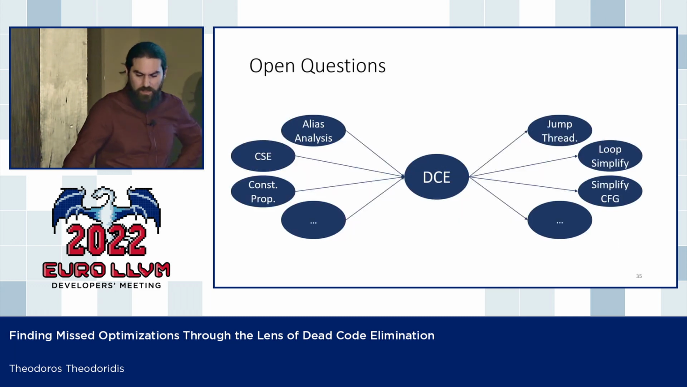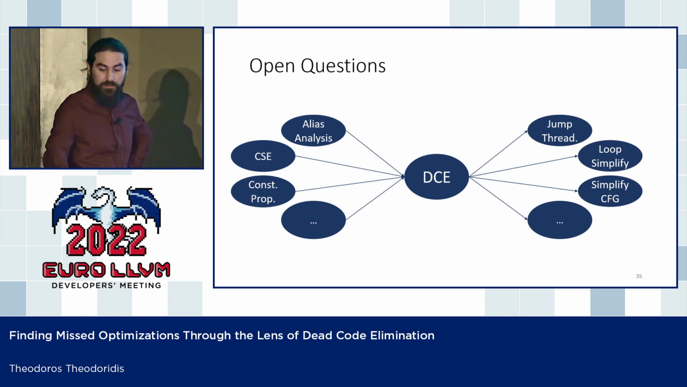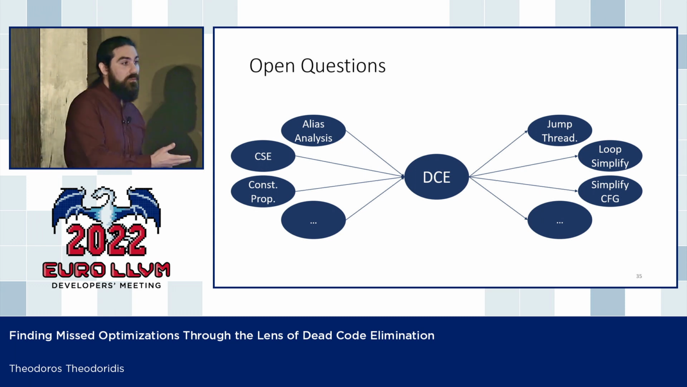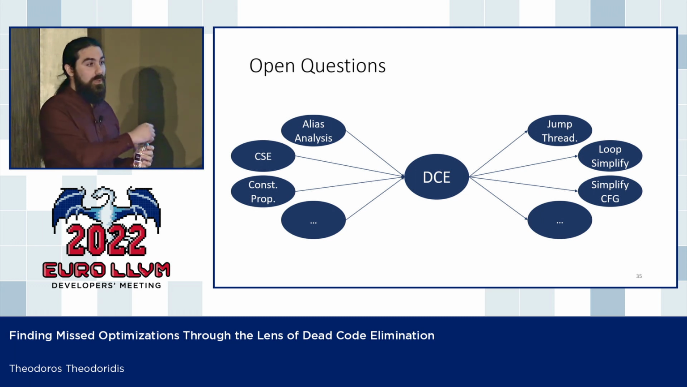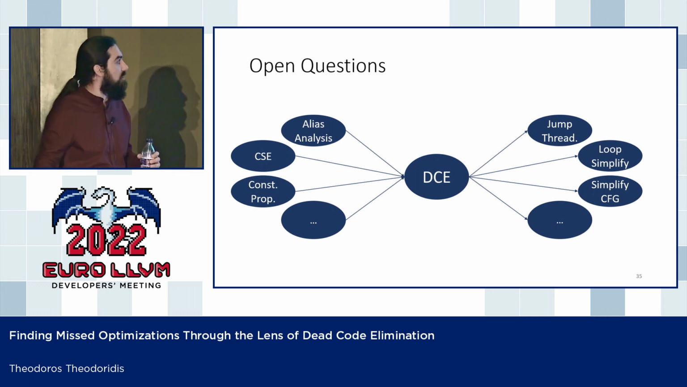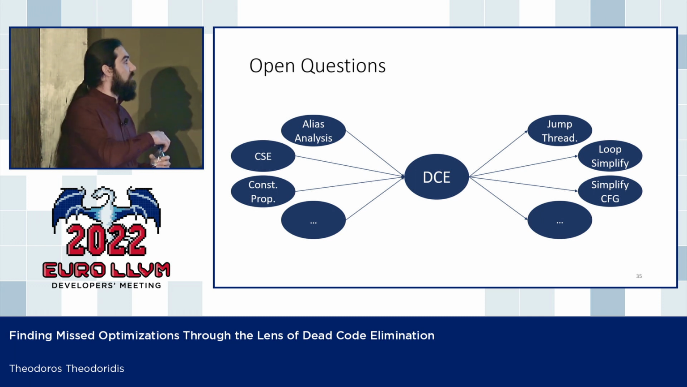So up to now, what I have described is a way to use dead code elimination to find problems in compilers or in the optimization pipeline. And the reason that we can use this is because DCE, as I explained, interacts with many compiler components. So the quality of other optimizations can affect the quality of DCE, and at the same time, DCE can affect the quality of other optimizations.